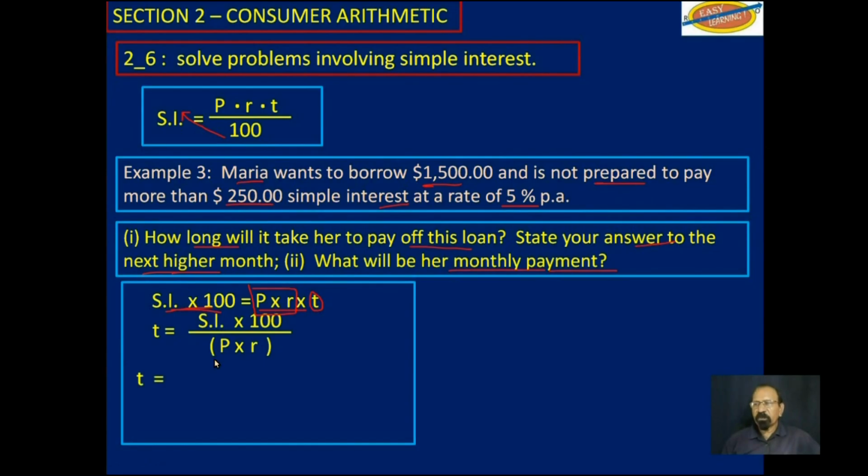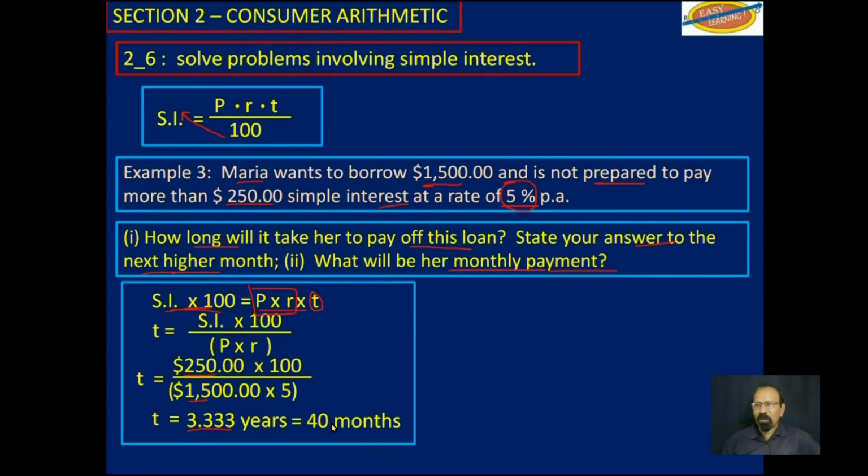We now substitute the numbers we are given. 250, that's the interest she wants to pay, no more than that, times 100 over the principal, which would be 1,500, multiplied by the rate, which is 5%. You work that out and you get 3.333 years. That will work out to exactly 40 months.